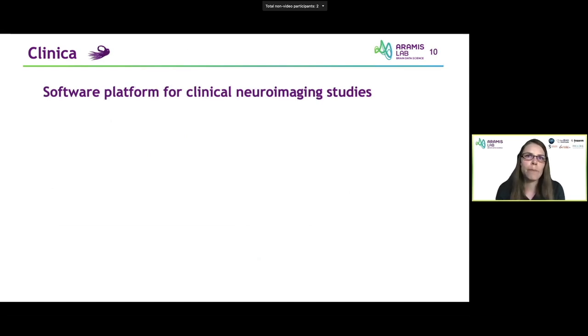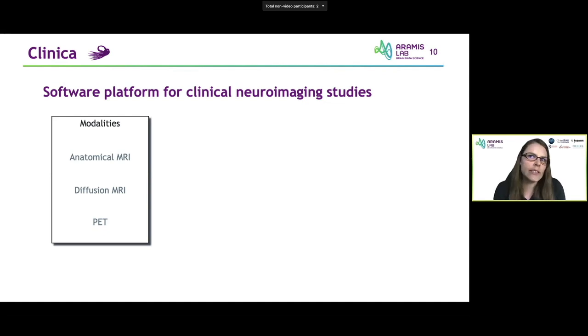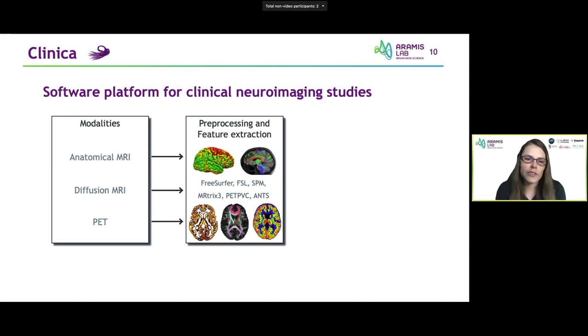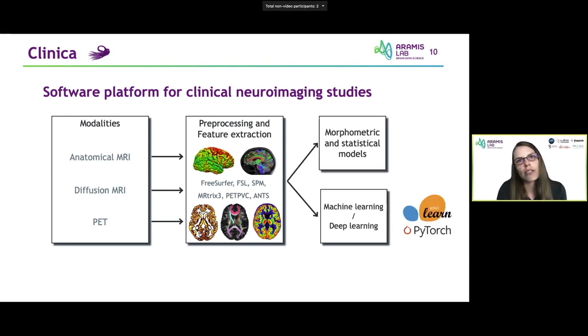Our support is Clinica. Clinica is an open source software platform for clinical neuroimaging studies that is written in Python and uses Nipype for pipelining. It can take as inputs several modalities, such as MRI and PETs. Clinica provides complex processing pipelines that involve the combinations of different software packages, such as SPM or FreeSurfer. Once the images have been processed, they can be used as inputs of statistics and machine learning analysis approaches that rely on libraries such as scikit-learn and PyTorch.